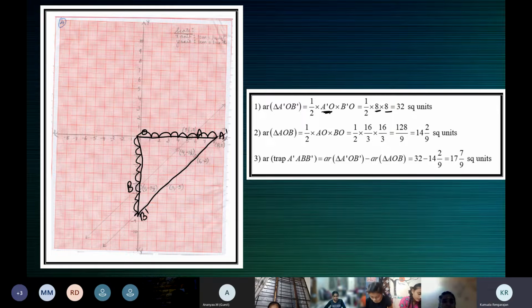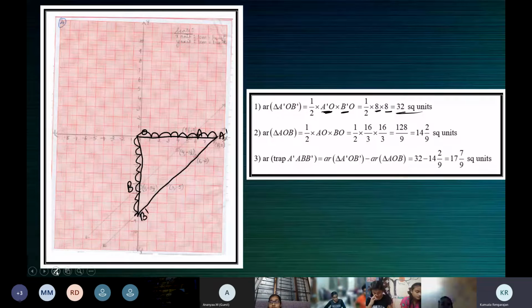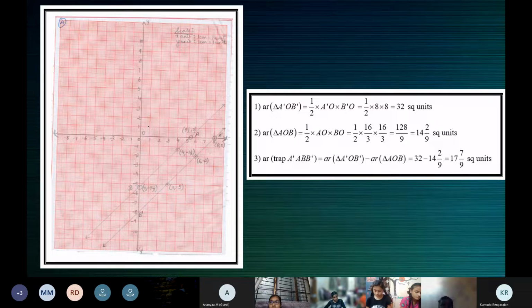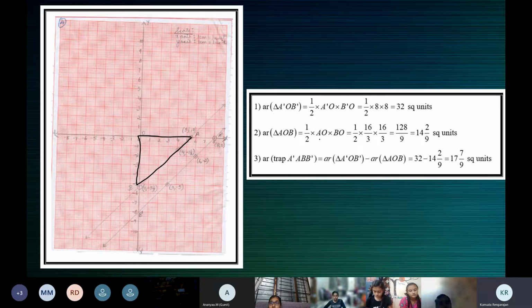I've taken A dash O as the base and B dash O as the height. Half base into height. And the area of the small triangle: AOB is the small triangle. I've taken AO as the base and BO as the altitude. You can also take BO as the base and AO as the altitude.